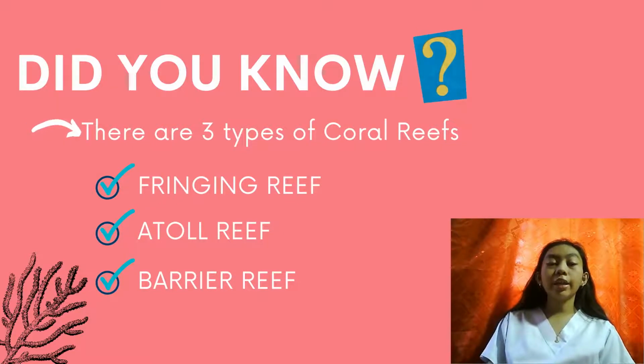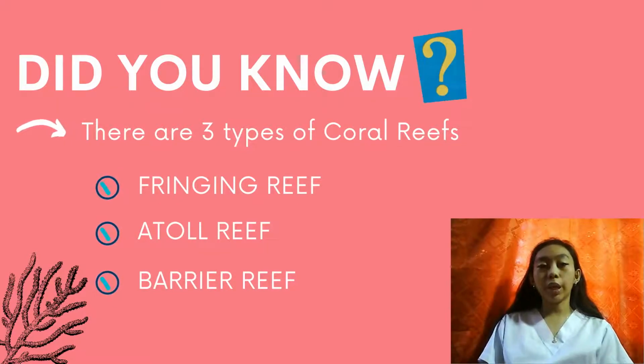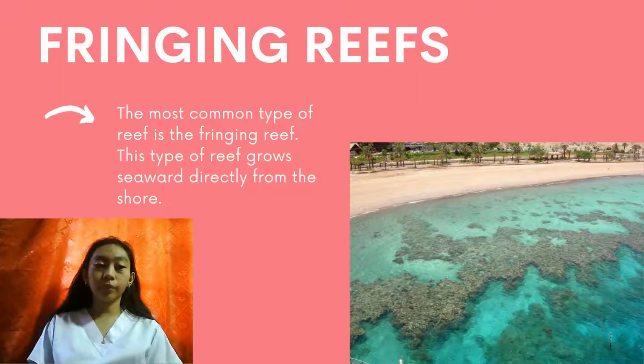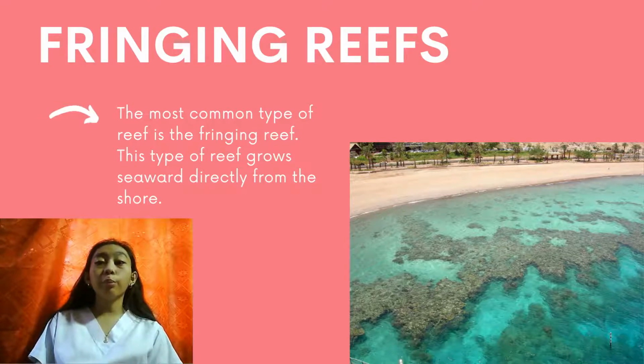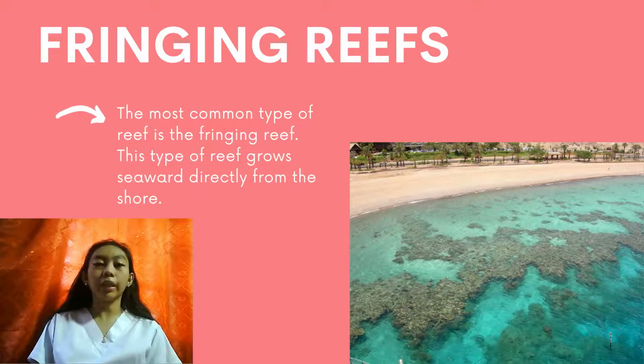Did you know that there are 3 types of coral reefs? The first one is the fringing reef, then the atoll reef, and the barrier reef. The most common type of reef is the fringing reef. This type of reef grows seaward directly from the shore. They form borders along the shoreline and surrounding islands.